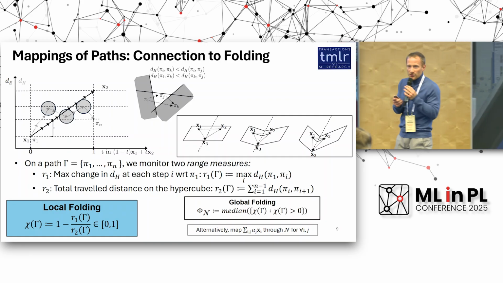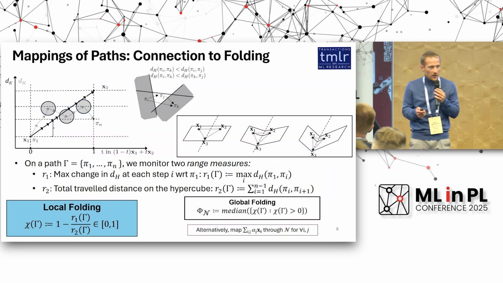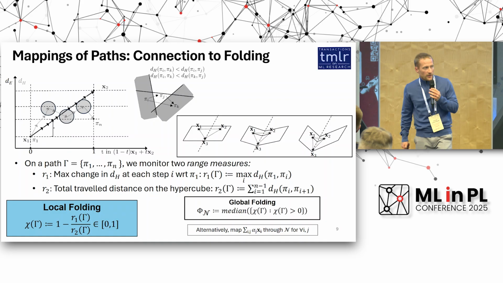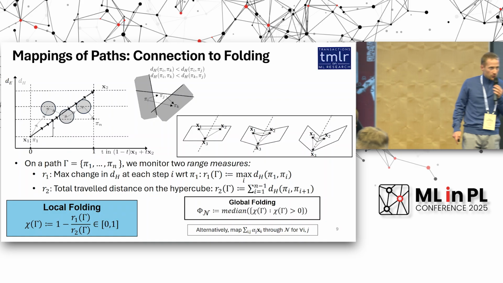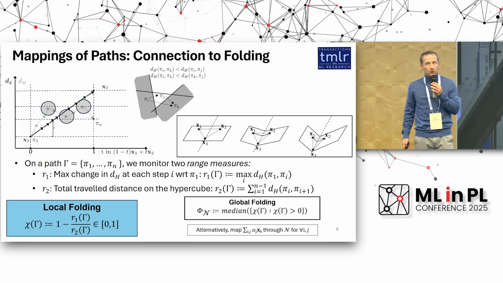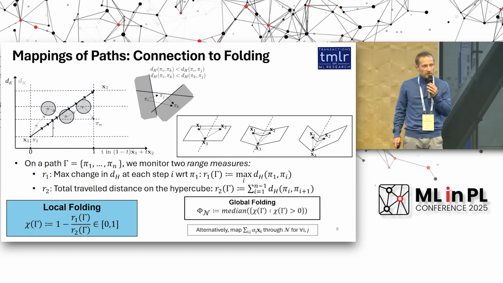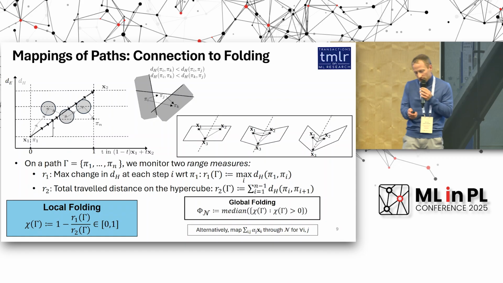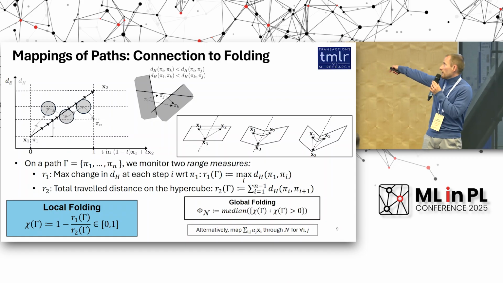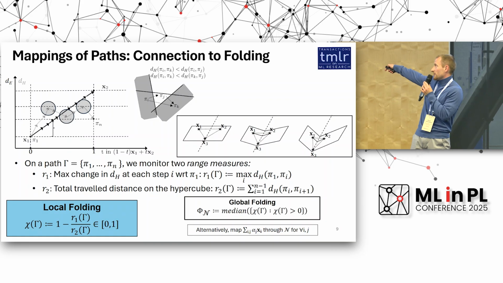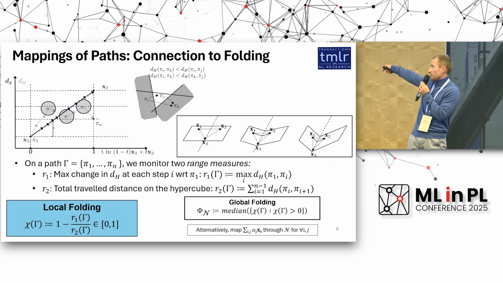So this is the intuition behind the folding measure. How do we actually construct it mathematically? In this case, we resort to two range measures, R1 and R2. The first range measure measures the maximum change in the Hamming distance at each step with respect to the initial pattern, and is given by R1 of gamma, where gamma is our path, equal to the maximum change in the Hamming distance with respect to the first activation pattern.